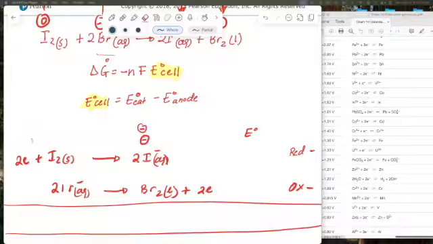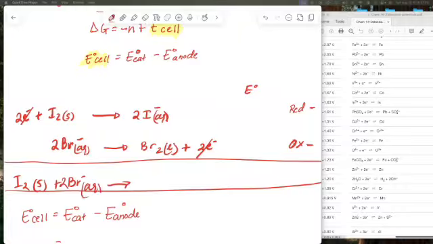Hold on a second. Let me erase this first, and then I'll go ahead and add what's missing. Okay, now I'm going to add Br here. Okay, so the half reactions are balanced. Now I'm going to add these to get the overall reaction. So I have I2 solid plus Br negative aqueous to give me 2I negative aqueous plus Br2 liquid.